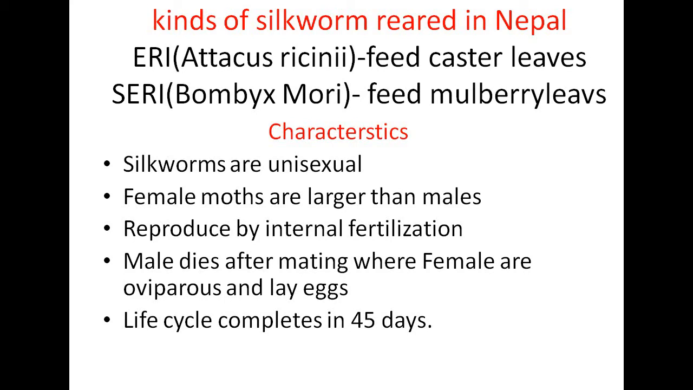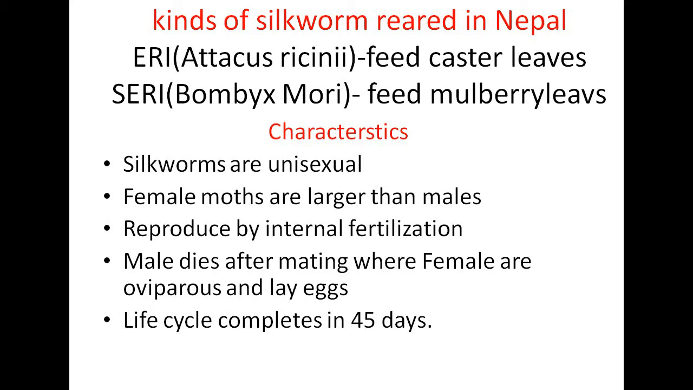Now, the characteristics of the silkworm. Silkworms are unisexual insects. That means they can be distinguished into male and female. Female moths are larger than males. In external appearance, the female silkworm is larger than the male.